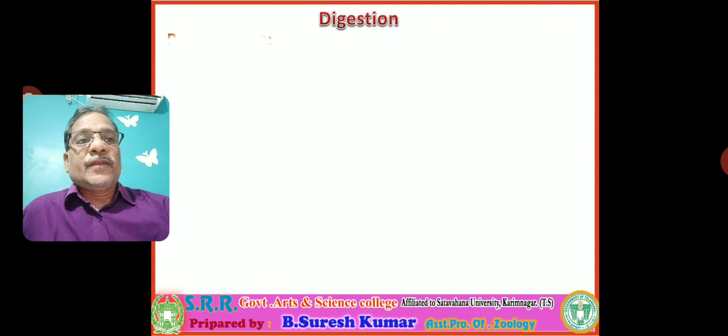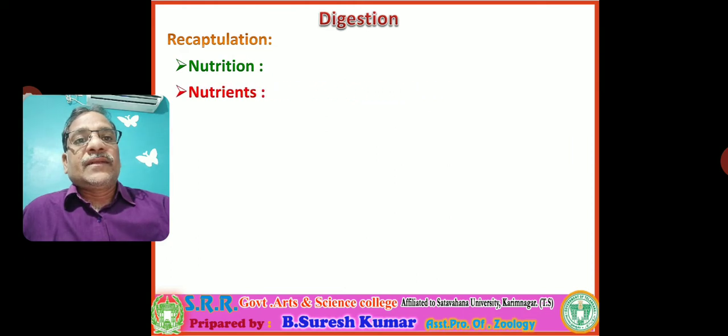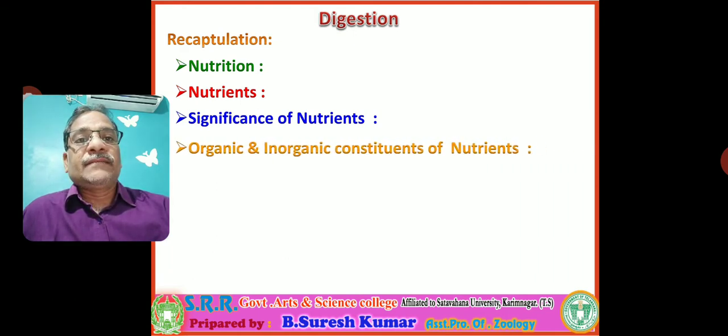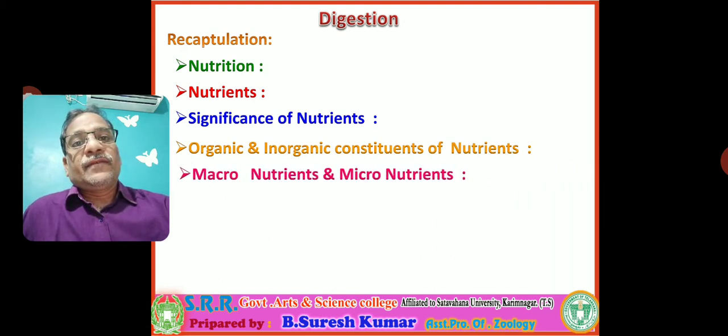Let us recapitulate yesterday's topic. First of all, we learned the definition of nutrition. The food that organisms and animals consume contains various kinds of chemical substances, called nutrients. We learned the definition of nutrients and their significance. What is the use of nutrients? They provide energy, build the body, and regulate, like that. We learned the significance of nutrients, as well as the organic and inorganic constituents of nutrients.